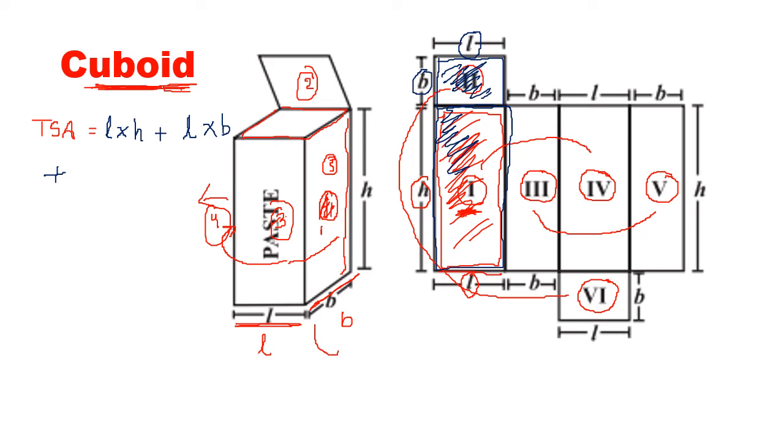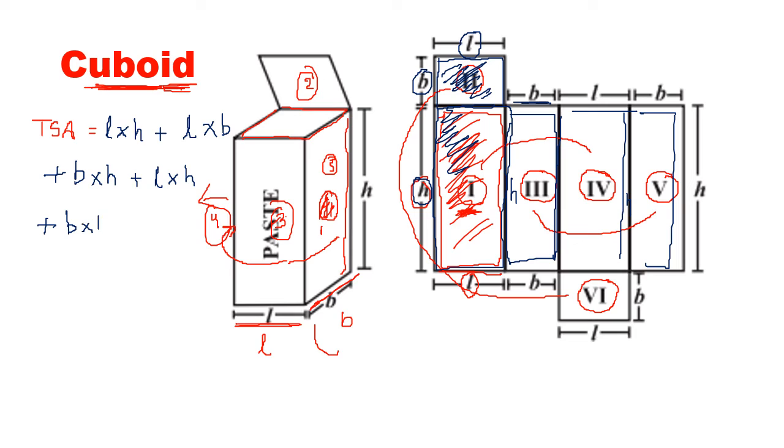Moving to surface 3. Surface 3 is also a rectangle whose breadth is B and height is H. So we have got breadth into height. Surface 4 is length into height. So we will write here length into height. Surface 5, can you guess surface 5? Is a rectangle, breadth and height. So B into H. And surface 6 is this one, which is length into breadth.